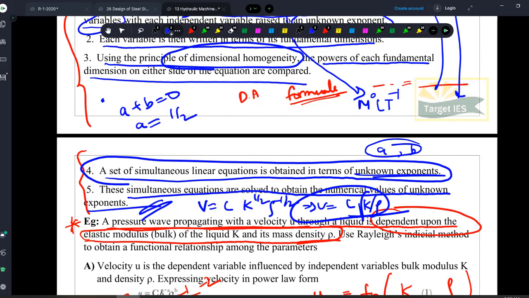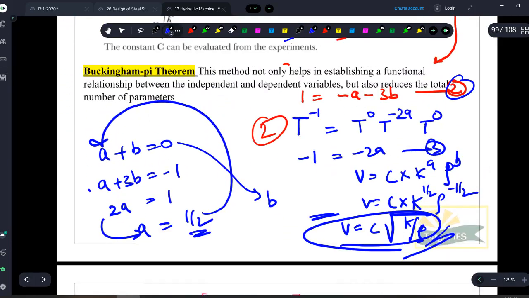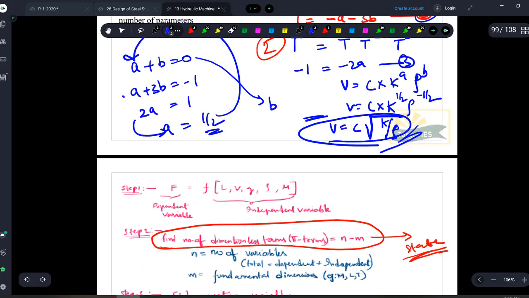Remember this: v is equal to under root k by rho. It is a very important formula. You should remember it, especially in Mach numbers, we will be using this formula only. V is equal to under root k by rho. We have already seen it in fluid mechanics. You can revise the book once. Okay, so this concludes Rayleigh's indicial method. Now let us see the Buckingham pi method. Let me erase this. Give me a second.